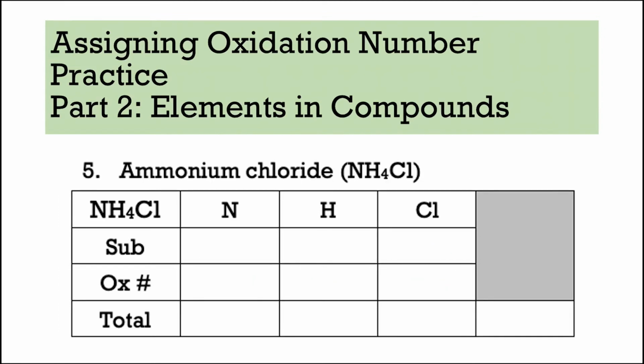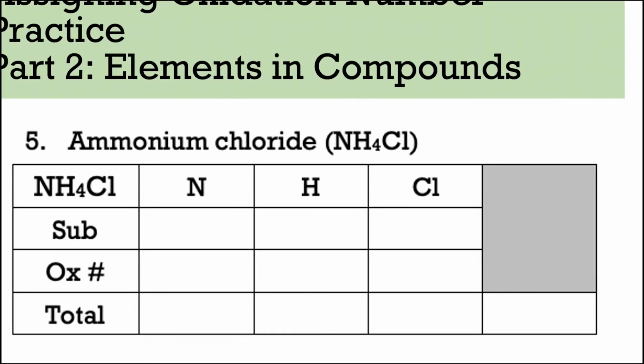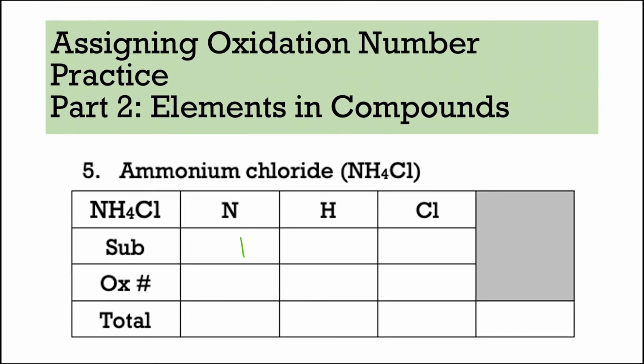And that's it. So these all work the same way. So let's continue with ammonium chloride. We have 1 N, 4 H's, 1 Cl. Cl is always negative 1, so that's easy, you can just bring that down. We know something plus something plus something equals 0. Now, nitrogen has a few different options, so let's save that one for last.